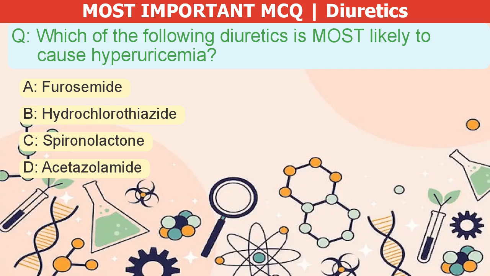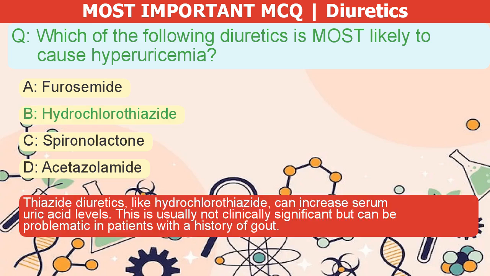Which of the following diuretics is most likely to cause hyperuricemia? A. Furosemide. B. Hydrochlorothiazide. C. Spironolactone. D. Acetazolamide. The correct answer is B. Thiazide diuretics, like hydrochlorothiazide, can increase serum uric acid levels. This is usually not clinically significant but can be problematic in patients with a history of gout.